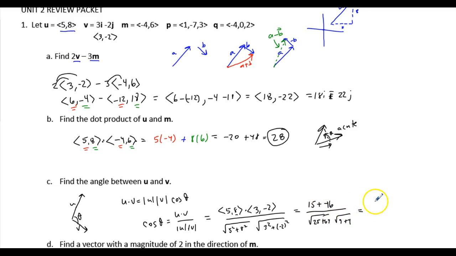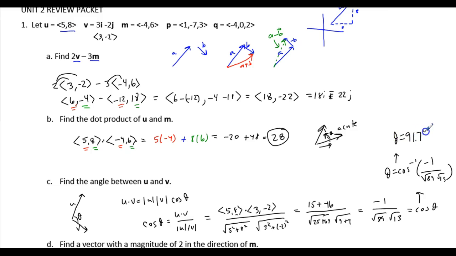That's negative 1 on top, over the square root of 89 times the square root of 13, and that's going to equal cosine theta. From here you just do inverse cosine and punch that into your calculator. Theta is the cosine inverse of negative 1 over root 89 root 13, and you would get that theta equals 91.7 degrees.